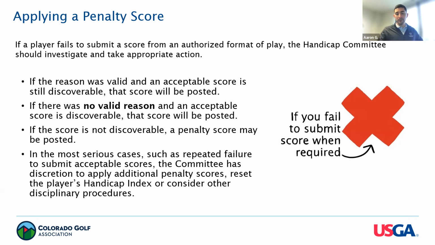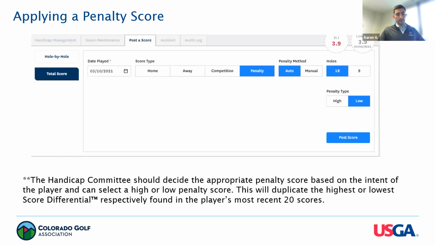I'm sure you all know what I'm referring to, so I won't go into any detail there. So, how do you apply a penalty score, you ask? Well, you go to the admin portal, go to that player, click on him or her, and then go over to post a score. And then unfortunately, or fortunately, a penalty score cannot be applied hole by hole. So you click on total score here, and you click on the penalty box. And you can either enter a manual penalty score or have it automatically done for you.